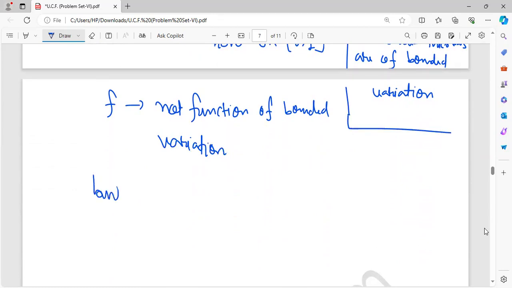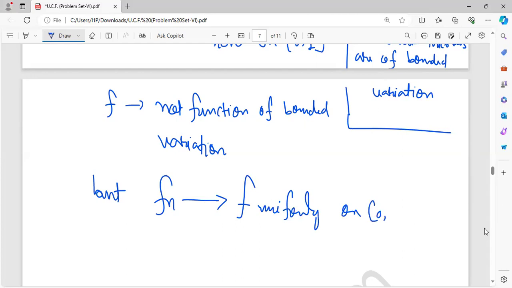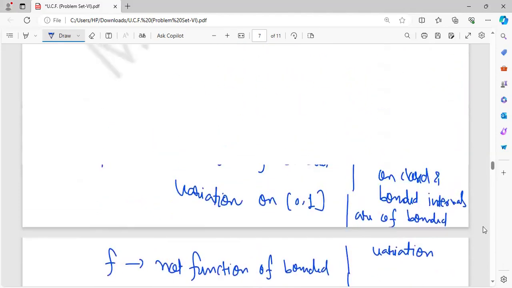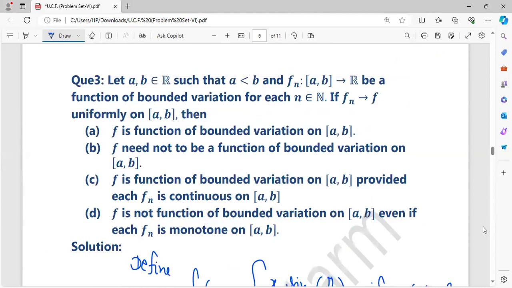But Pn converges to f uniformly on the closed interval [0, 1]. So the uniform limit of functions of bounded variation need not be a function of bounded variation. We have seen this in this example. So which option is correct? F is a function of bounded variation. This is not correct, because a uniform limit of functions of bounded variation need not be of bounded variation. F need not be a function of bounded variation, yes, this is correct.